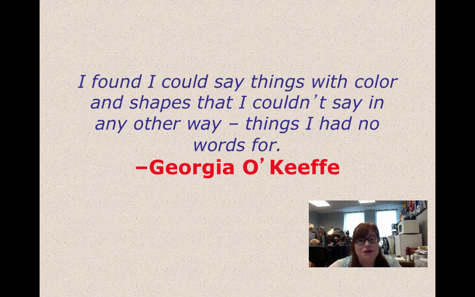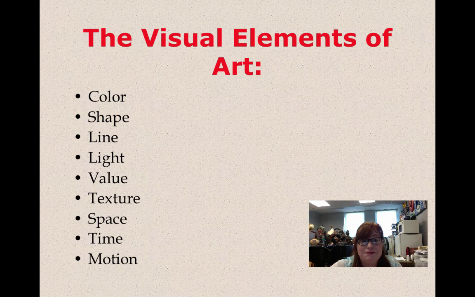So we have a quote to open the chapter from artist Georgia O'Keeffe. She was a painter. She died, I want to say, late 20th century. I don't quite remember, but she was a very brilliant painter, and she says, "I found I could say things with color and shapes that I couldn't say in any other way, things I had no words for." So that's one of the things that artists use art for, is they express those things they cannot say verbally.